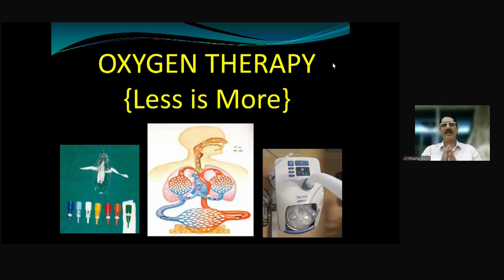But before that, I have labeled it as less is more. I would say that only give oxygen when it is needed, because now there is enough evidence coming up in the recent decade that giving extra oxygen is probably deleterious and increases the mortality.